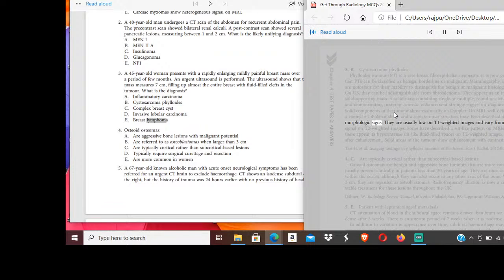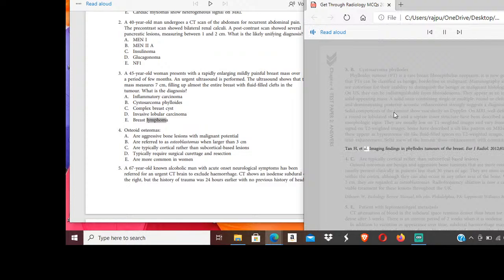They are usually low on T1 weighted images and vary from low to very high signal on T2 weighted images. Some have described a slit-like pattern on MRIs of benign PTs. These appear as hyperintense slit-like fluid-filled spaces on T2 weighted images, with a low signal after enhancement. Solid areas of the tumor show enhancement with contrast.